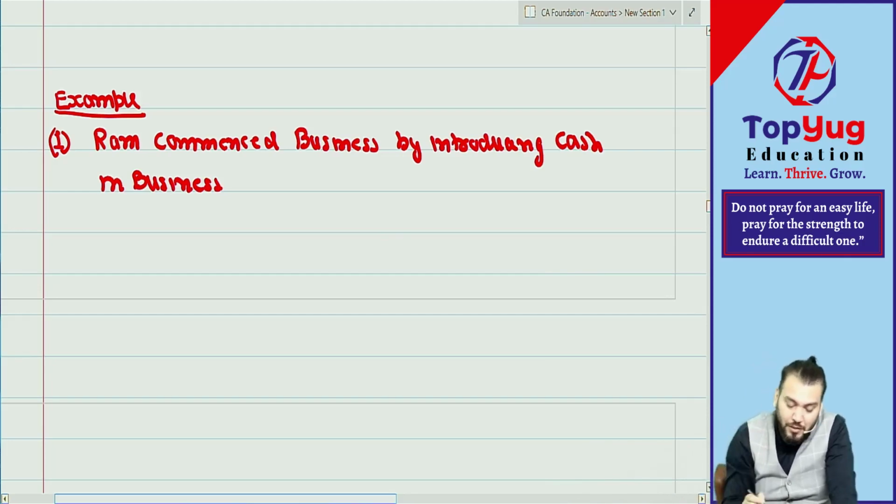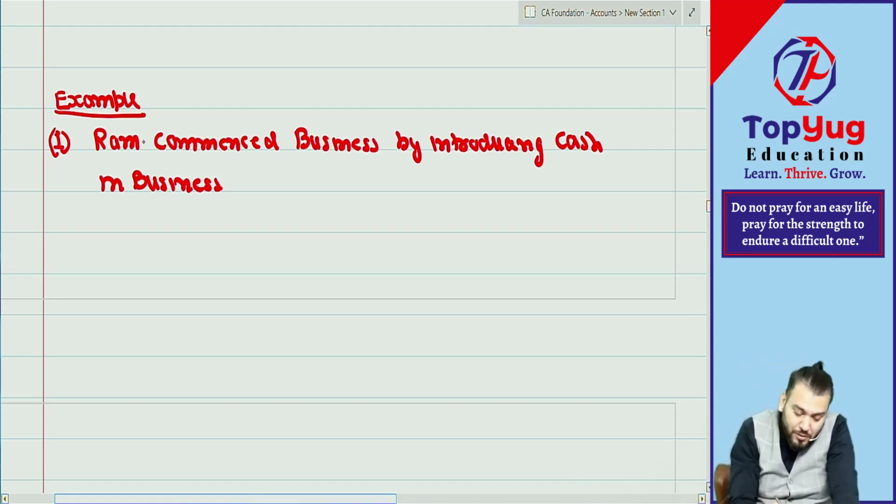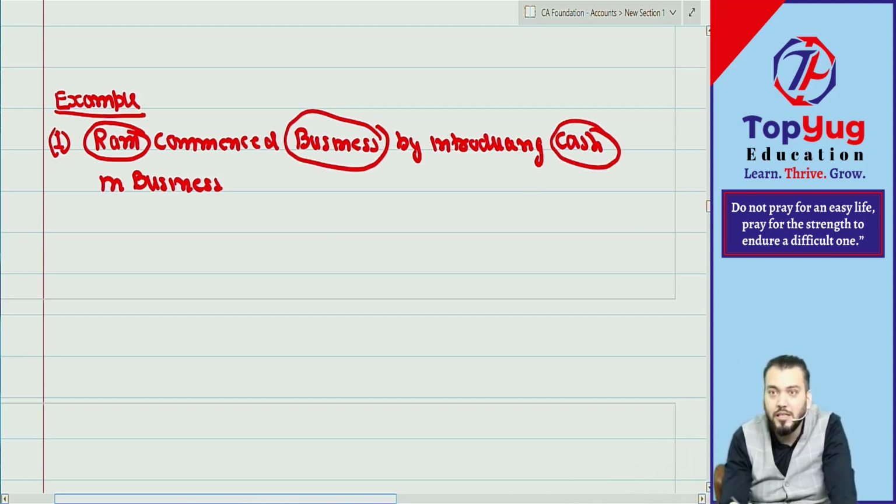Will that work? Now tell me. First, we need to find out two aspects. From this, look, Ram is one aspect. Can you say this business is one aspect and cash is one aspect? Oh, there are three aspects.